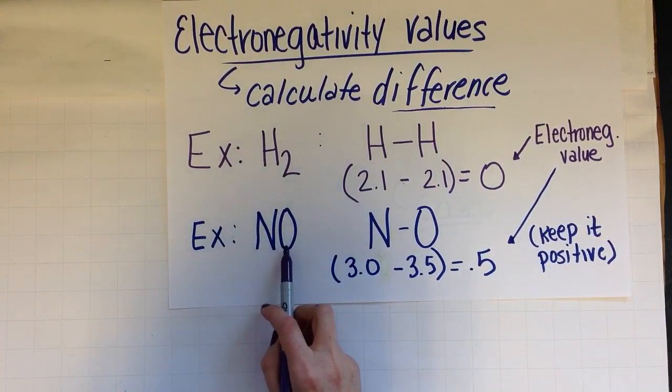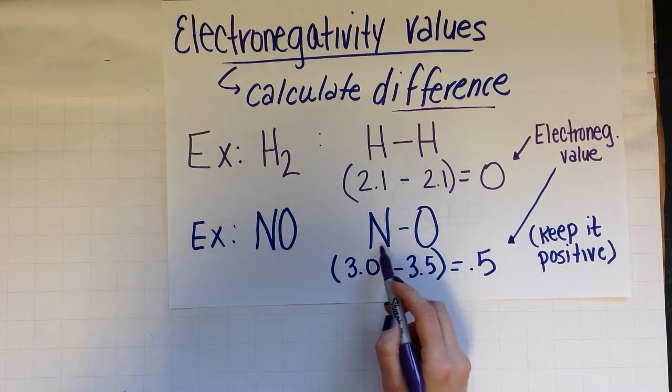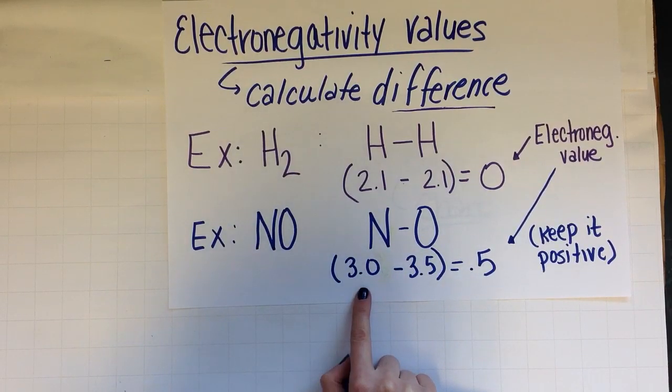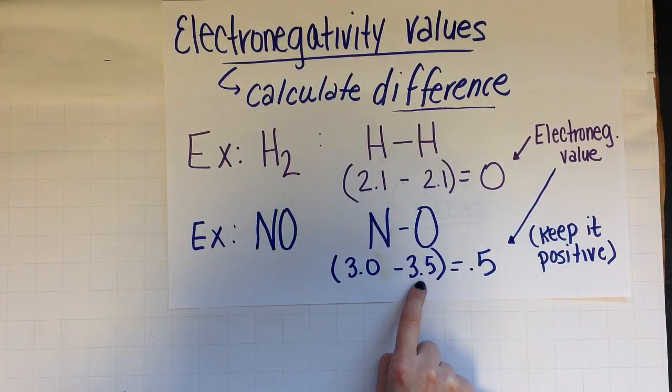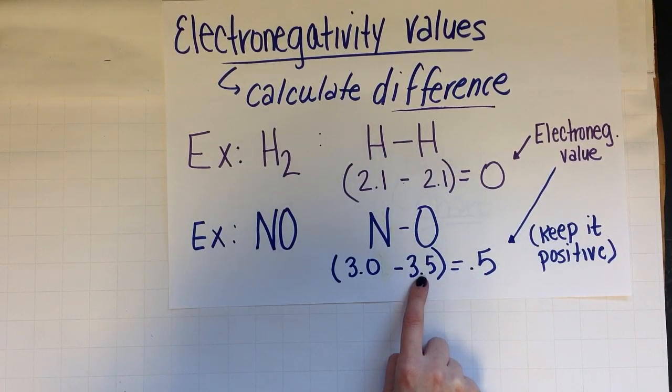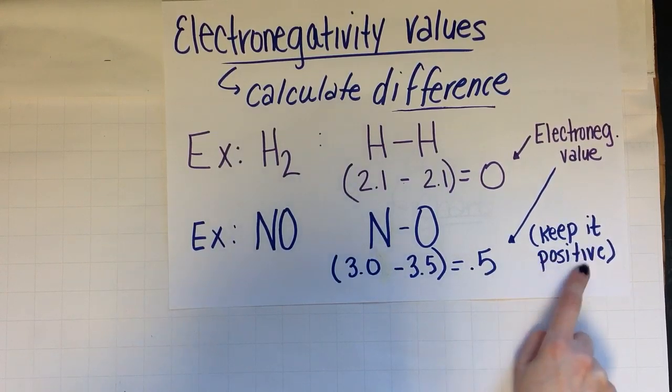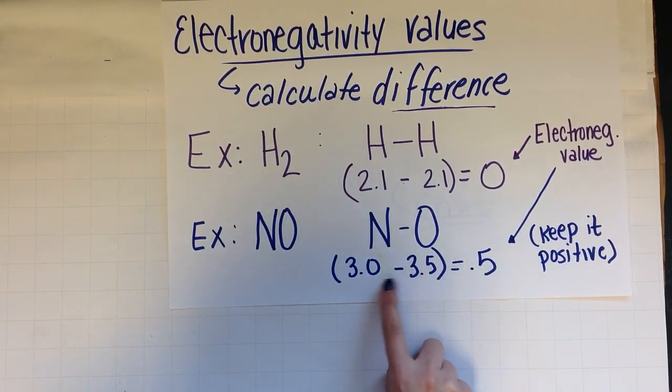So nitrogen bonded to oxygen. I look up nitrogen on my electronegativity chart, which will be given to you, and I find it to be 3.0, and oxygen is a slightly higher 3.5. What does this mean? This means that oxygen hogs electrons more to itself because it has a higher value than nitrogen. We can calculate the difference, which is 0.5. Keep it positive, so make sure you subtract big from small.